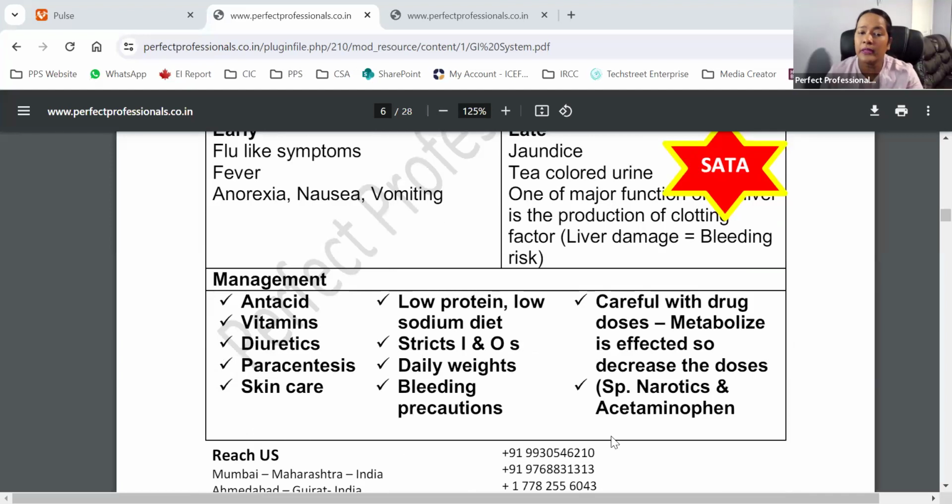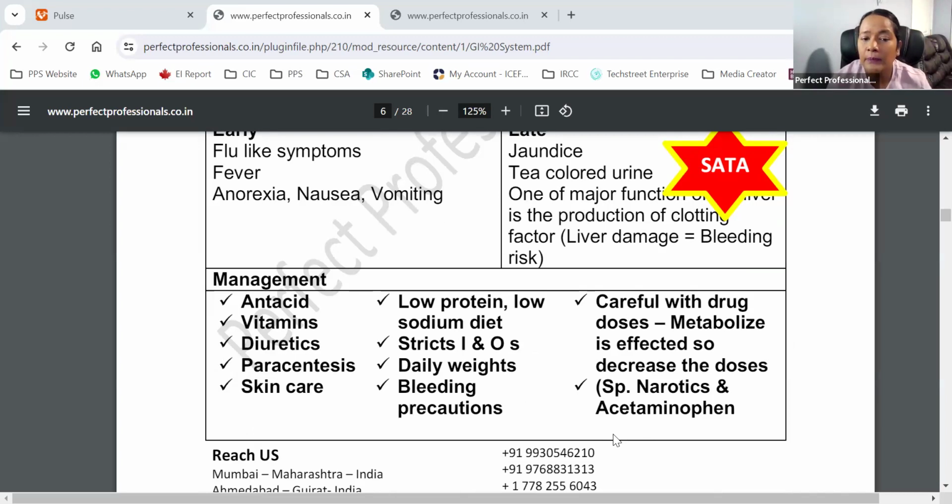Okay. Now, what will be the management of cirrhosis of liver? Diuretics, paracentesis for removal of the water from the peritoneal cavity when there is ascites, skin care for pruritus, low protein, low sodium diet, strict IO chart, and daily weights.